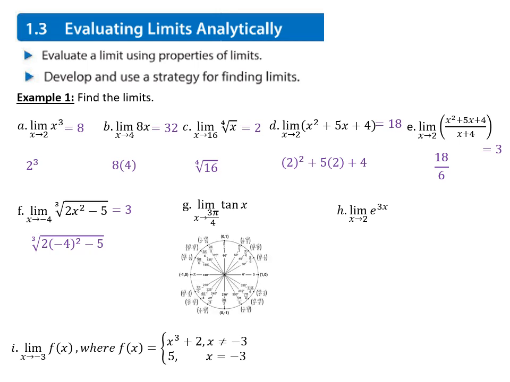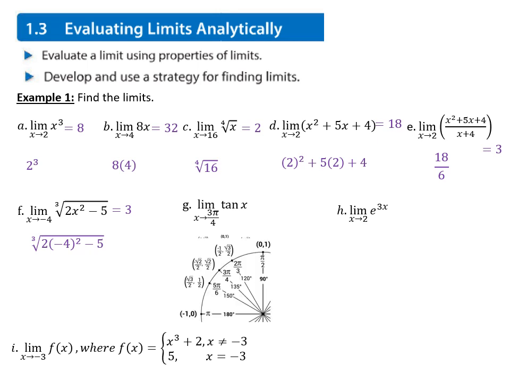Tangent of 3 pi over 4, well, unit circle, and 3 pi over 4 is in the top left or second quadrant, so I'm going to zoom in on the second quadrant. There's 3 pi over 4, and tangent is the sine, or the y value, over cosine, the x value. So root 2 over 2 divided by negative root 2 over 2, positive divided by negative, same number is negative 1. Limit as x approaches 2 of e to the 3x. We just plug in 2, e to the 6 is what we get.